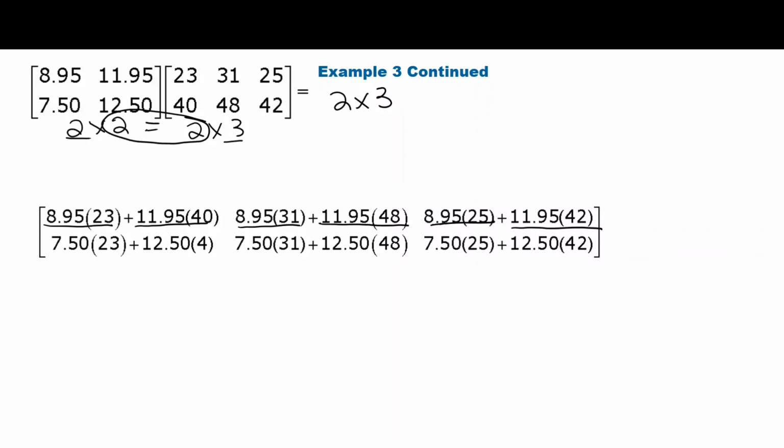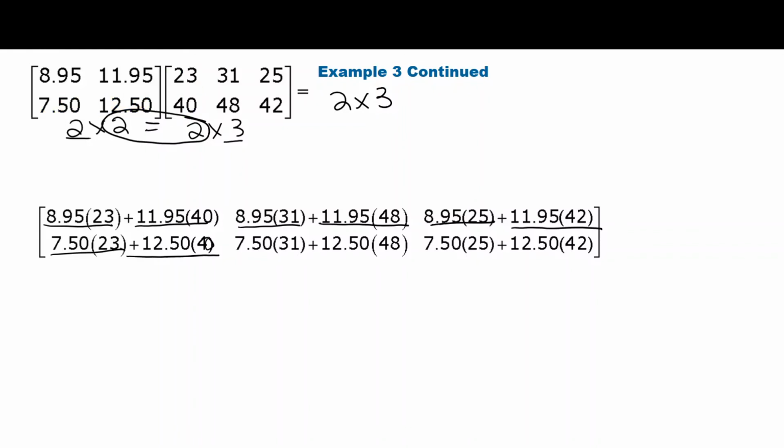So now we're going to deal with the rows on our bottom row. All right, so once again, here's our rows on the first matrix and our column in the second matrix. And now we're going to multiply 750 times 23, 1250 times 40. And that should have been a 40 in there.